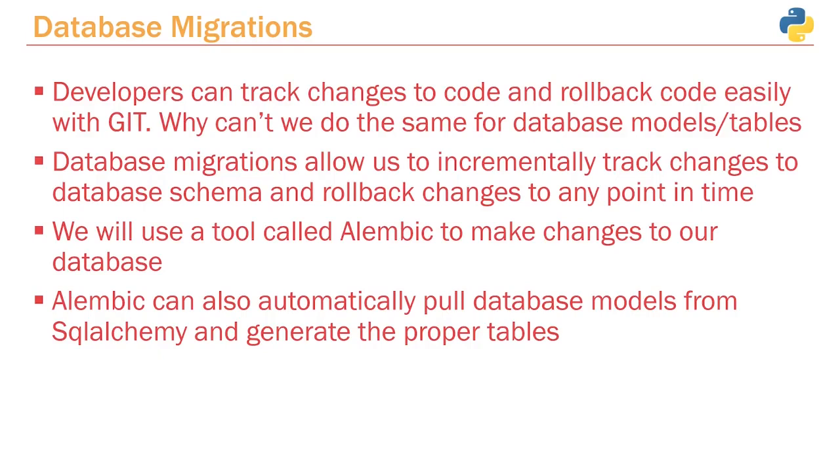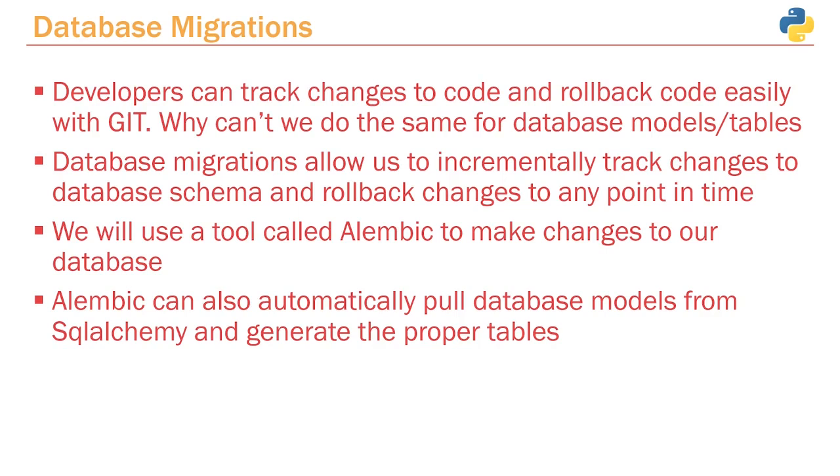Now, one of the motivations for a database migration tool came from the fact that developers can track changes to their code and roll back their code easily with Git. And they wanted to be able to do the same thing for our database models and our database schema. And so they went about implementing what is referred to as database migration tools. And so a database migration tool just allows us to incrementally track changes to our schema and roll back those changes to any point in time.